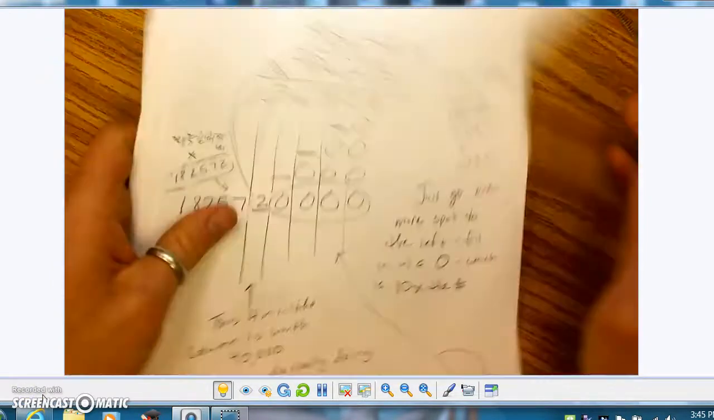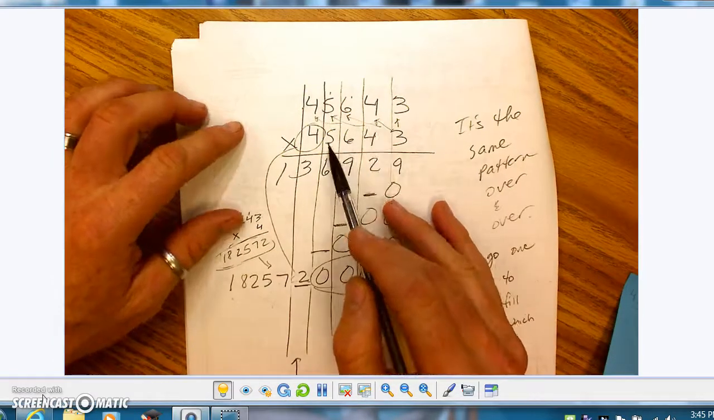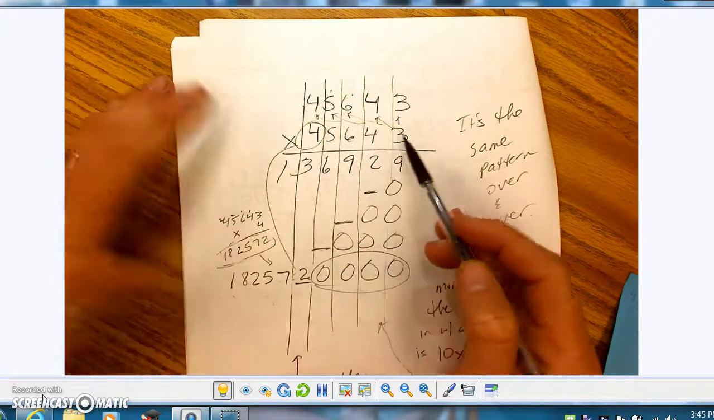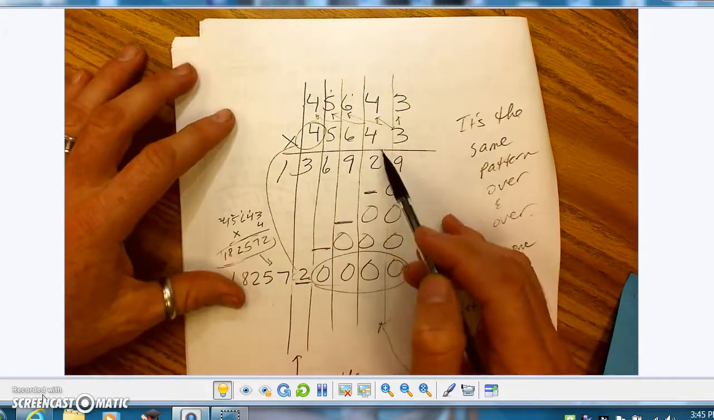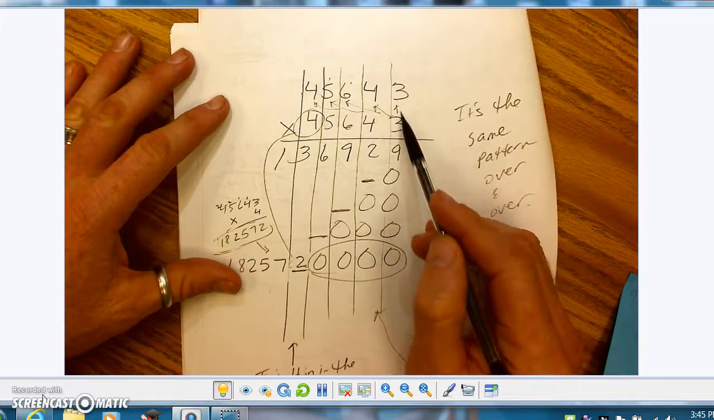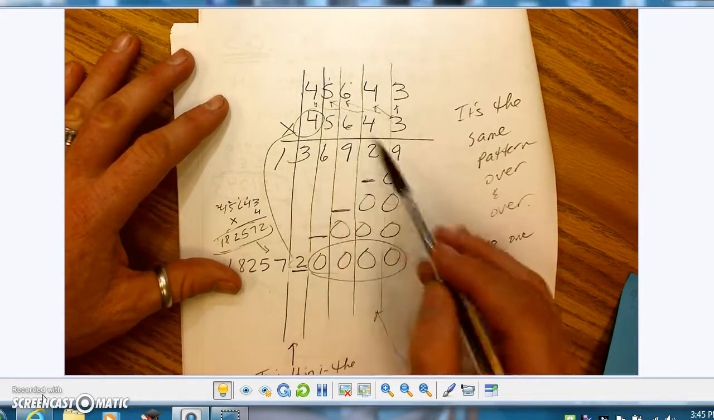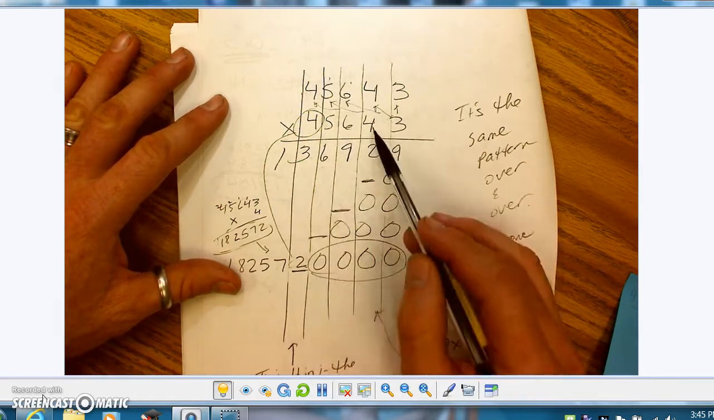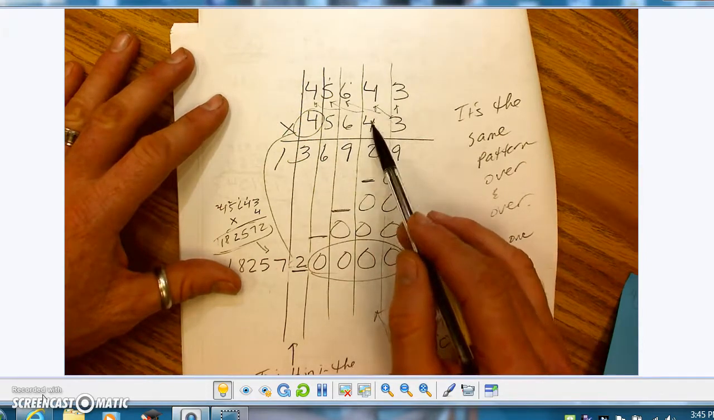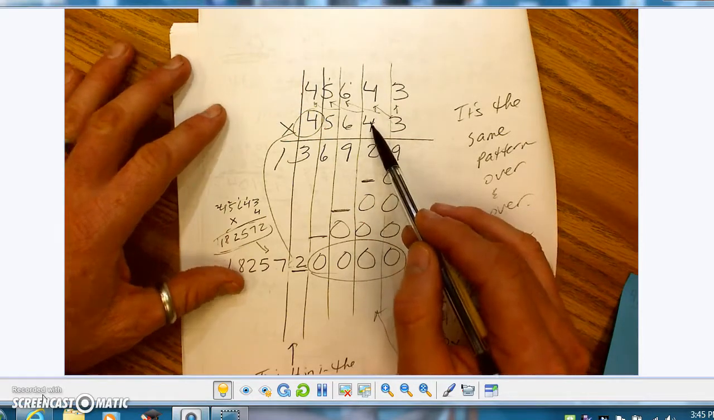Okay, and so next, let's say you had a super big number like 45643 times 45643. Probably not going to, but it's the same thing over and over. So you're going to go 3 times 3, 3 times 4, 3 times 6, 3 times 5, 3 times 4, and that ends up being this long number. Then you would do this 4, which is in the tens place. Now to get there, I'd put a 0, and I'd start all over.